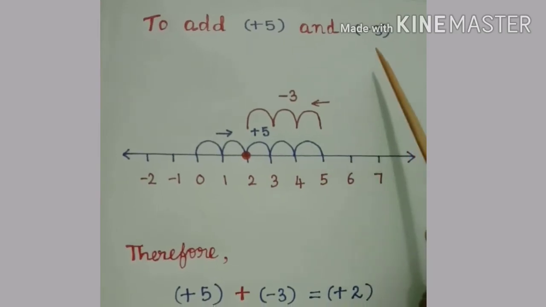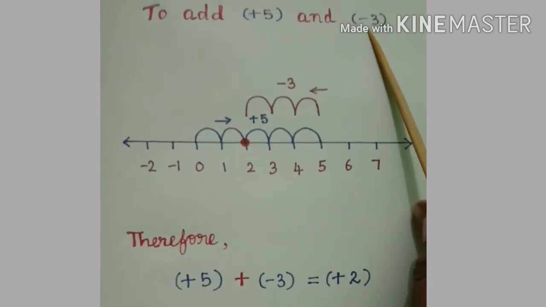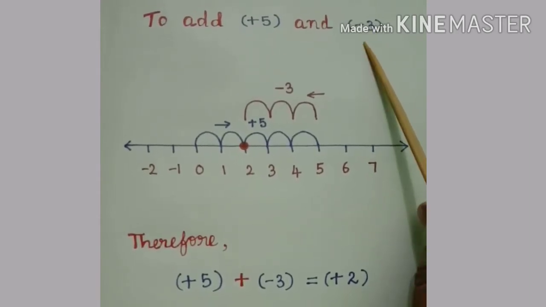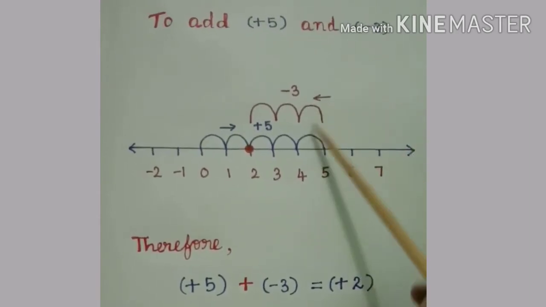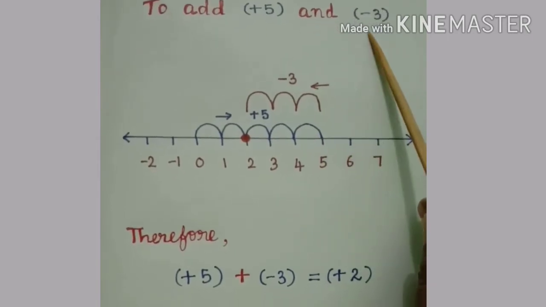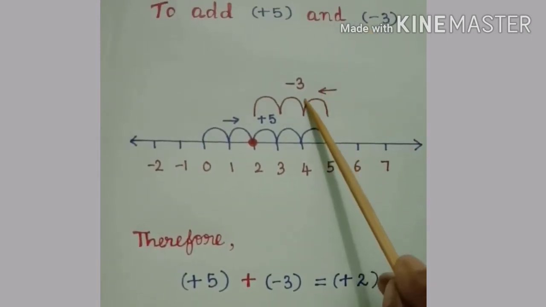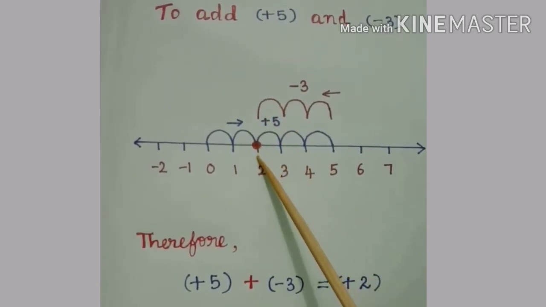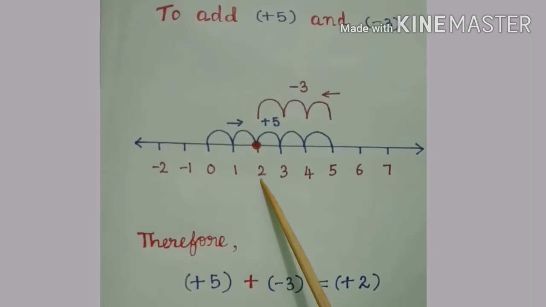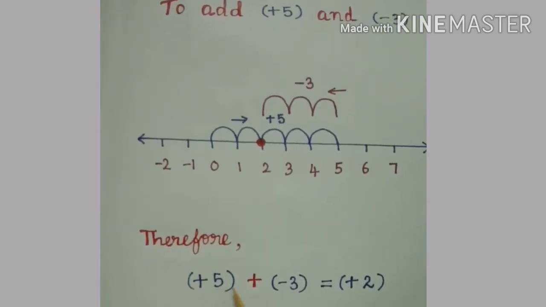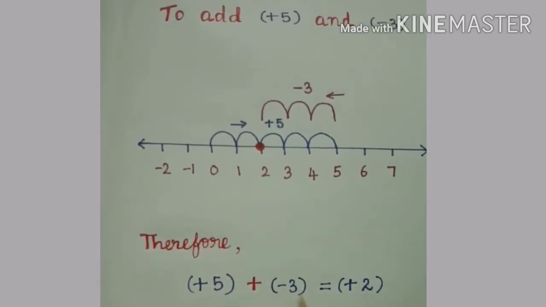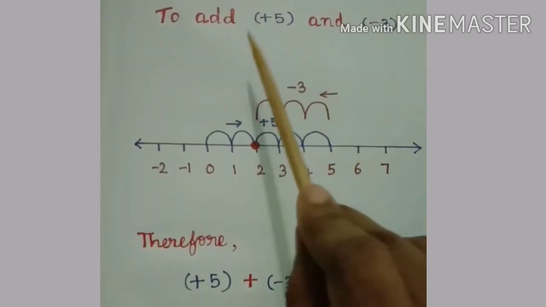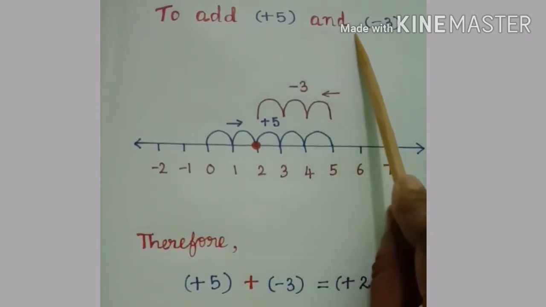The second operand is -3, which is a negative integer. So we have to move backwards from 5 to represent minus 3. That is 1, 2, 3. Finally, we land at plus 2. Therefore, plus 5 plus minus 3 gives plus 2, which is the solution of the given addition of integers.